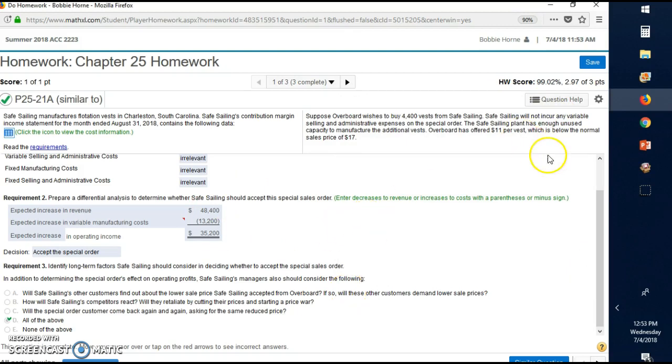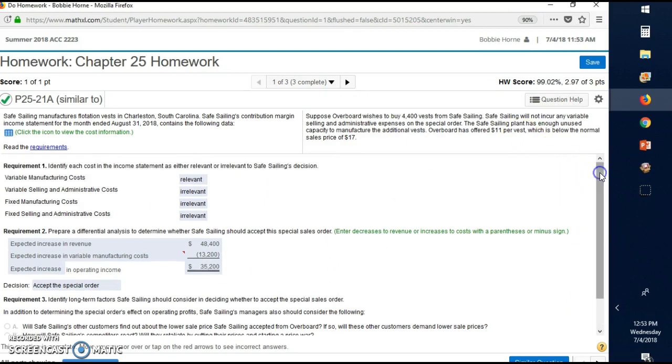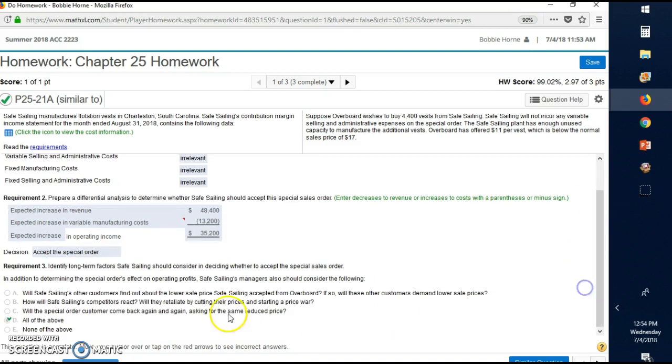So I wanted to go over this to show you how this affects the decisions. It's not just the numbers as we see. It is also other things like retaining our customers, looking at competition. There's lots of factors we have to consider when we do these types of special orders. So that's Chapter 25 homework question number 1.